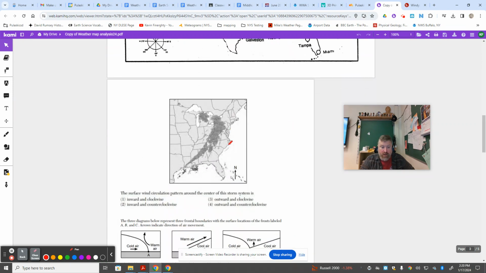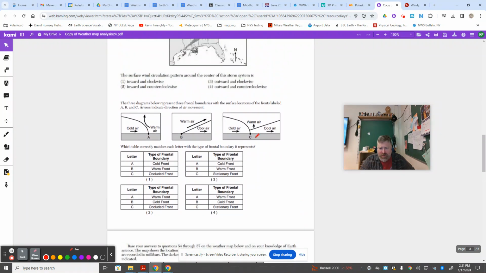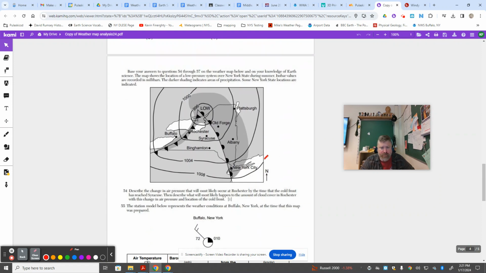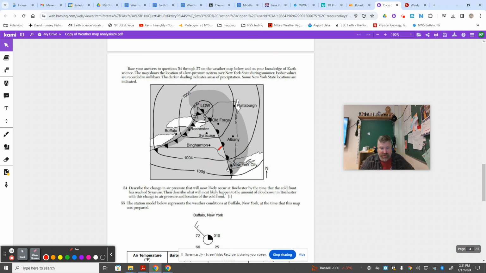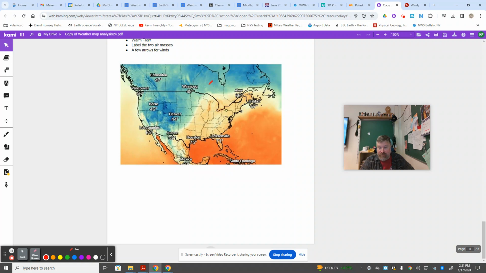Regents questions. We haven't done much with occluded fronts. Hint, hint. That's an occluded front right there. Occluded means that the cold front has run right into the warm front. So that's that scenario. They don't come up a ton on the Regents. The other ones are the bigger ones. Use your cheat sheet to figure out what those two are. More mid-latitude cyclones and what happens. More station model interpretation. All stuff we've done a lot of.